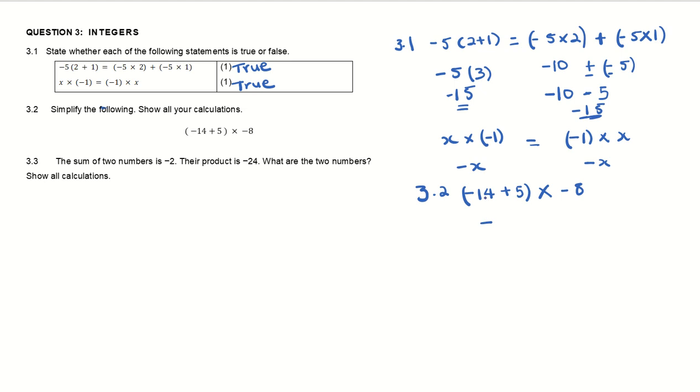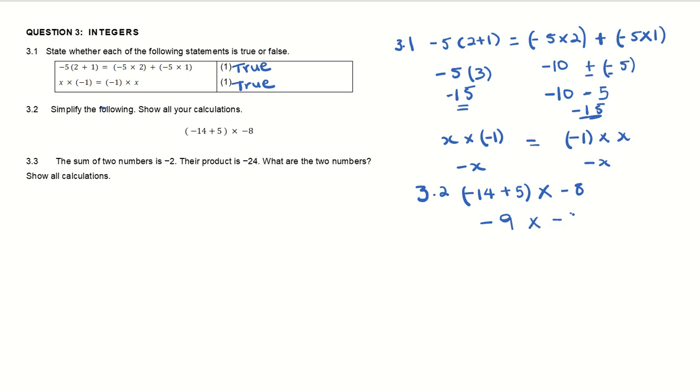What is the difference between 14 and 5? So we want to know how much bigger it is, or smaller. Actually, if it's negative, it's smaller. How much smaller is -14 than 5? Well, the difference between them is 9. So basically the 14 would win by 9, the -14.